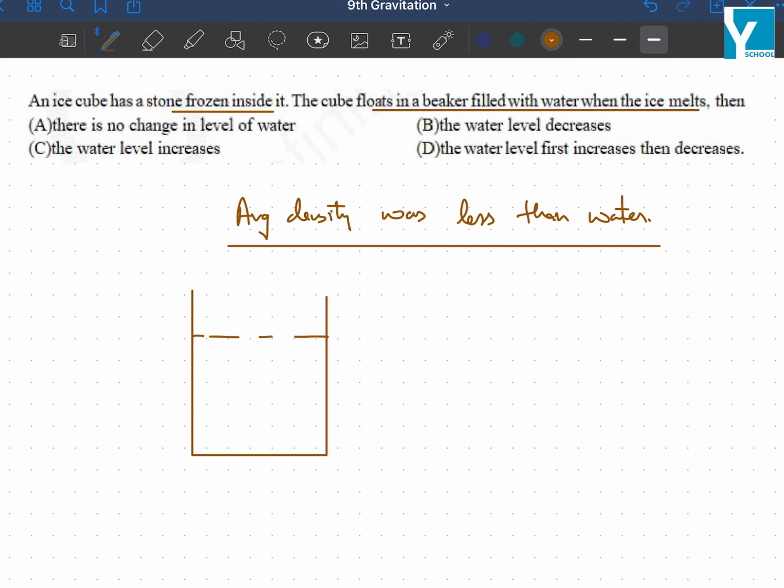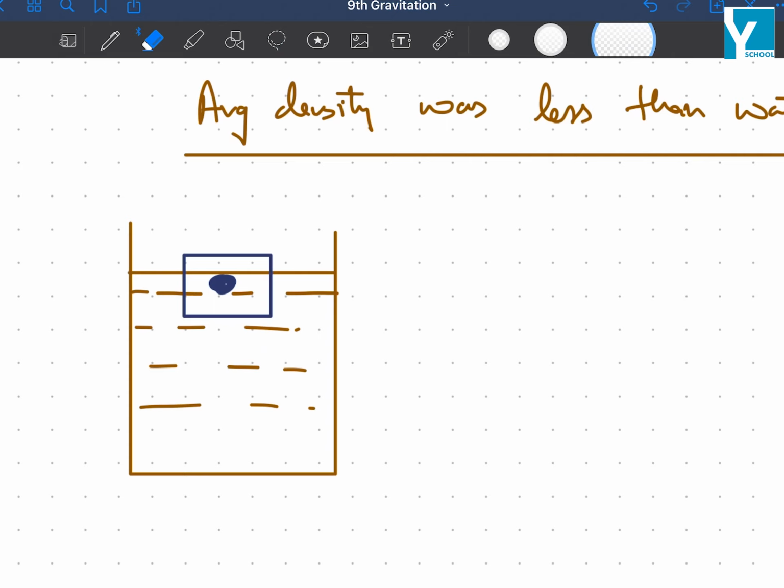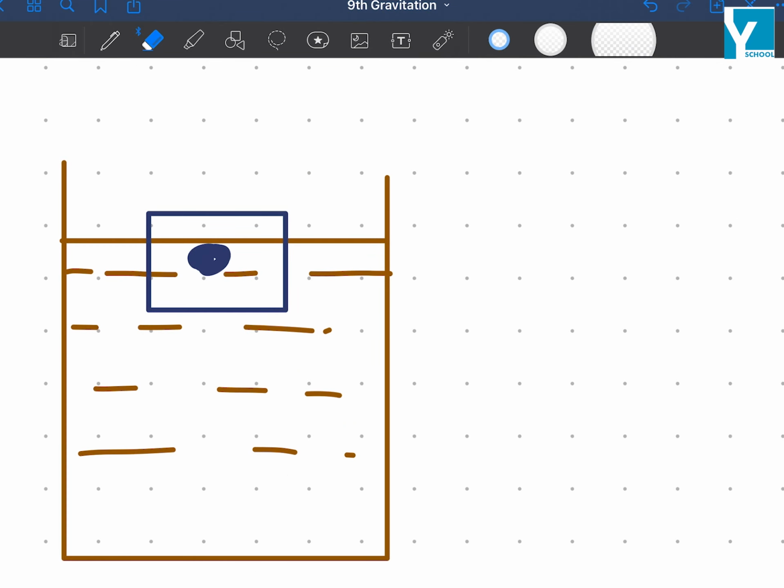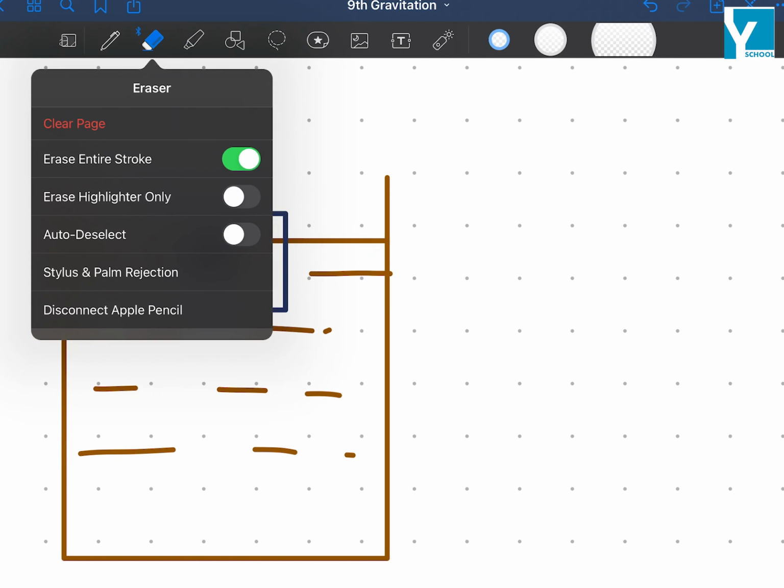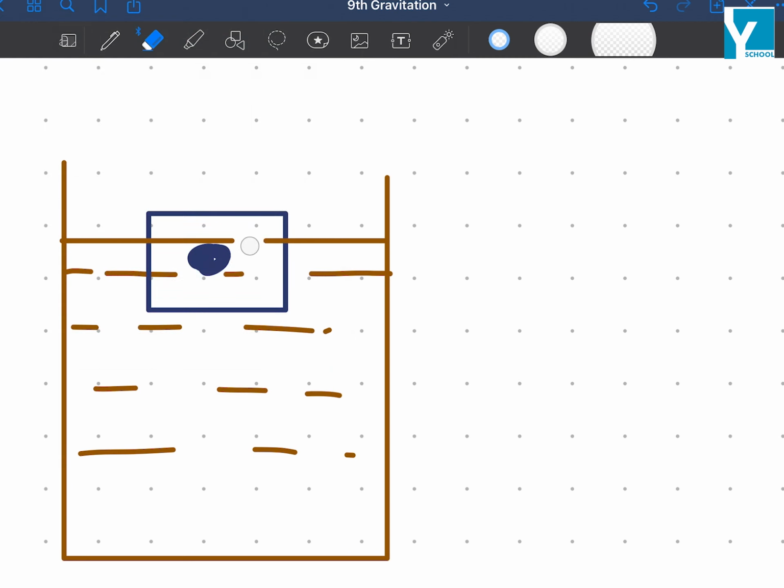So, in a beaker, we have water at this level, and there's an ice cube that's floating here. Let's denote it here. And there's a stone inside this ice cube. It should be pictured as something like this. It should be a little deep inside the water, right? And I'll just make this picture a little more perfect, just so it doesn't get any more confusing.